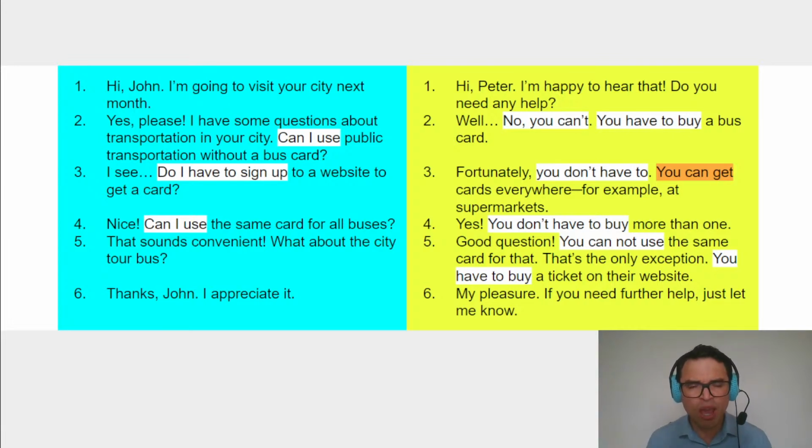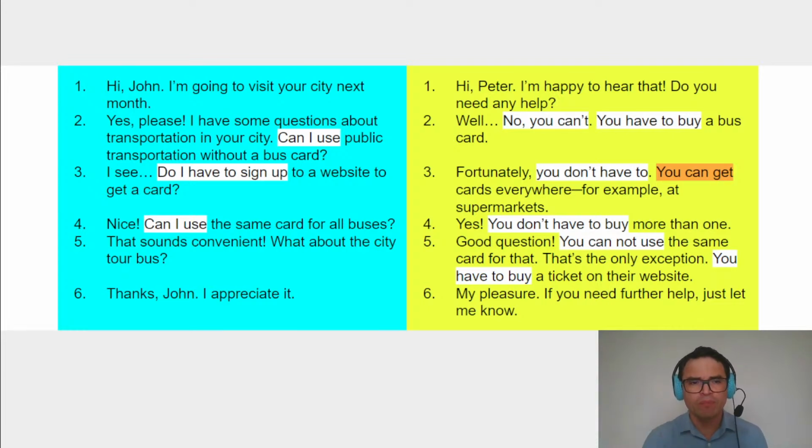So let's go over the example and pay attention to the use of can and have to. Can and have to express necessity. Light blue, 1. Hi, John, I'm going to visit your city next month. Yellow, 1. Hi, Peter, I'm happy to hear that. Do you need any help? Light blue, 2. Yes, please. I have some questions about transportation in your city. Can I use public transportation without a bus card? Yellow, 2. Well, no, you can't. You have to buy a bus card.